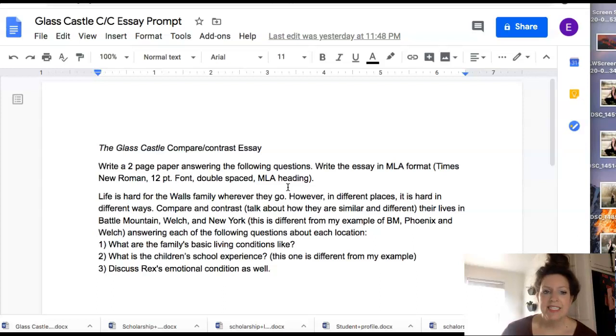The prompt reads, "Life is hard for the Walls family wherever they go. However, in different places, it's hard in different ways. Compare and contrast. Talk about how they're similar and different. Their lives in Battle Mountain, Welch, and New York."